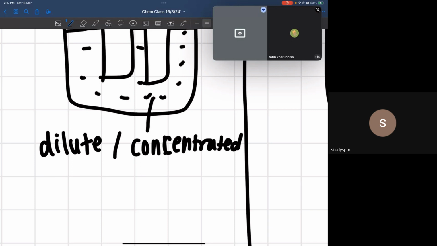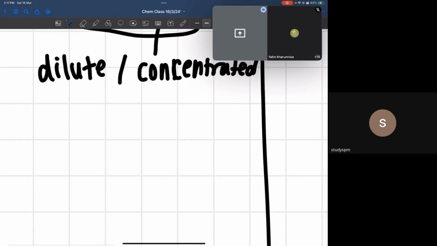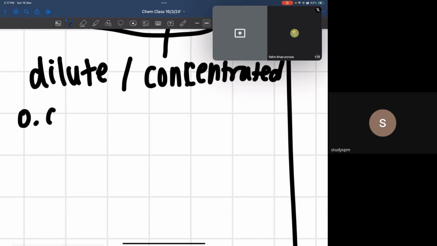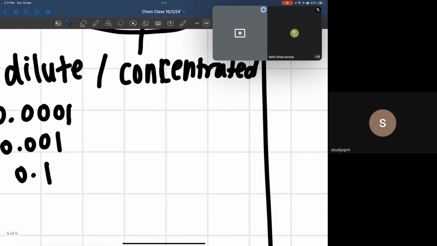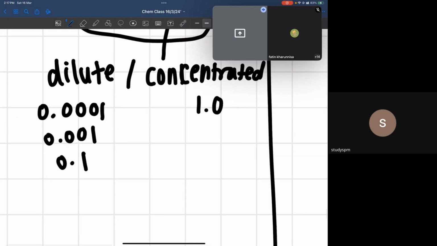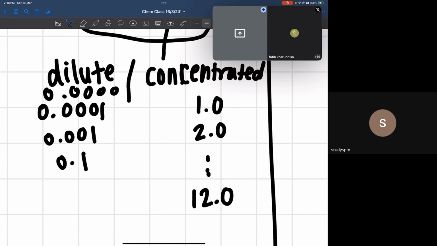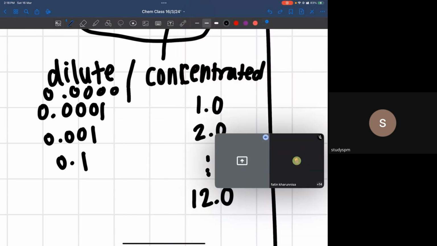Concentrated is like you just blended mango. You didn't put any ice or any water. That one is very, very concentrated mango juice. That one is concentrated. So for molarity, if you know the concentration, dilute is 0.0001, 0.001, 0.1. 1.0 for SPM was concentrated, so I will put it here. 2.0 until the maximum is 12.0. Okay? So like 0.0000001 also can. Dilute, concentrated. This one you must know how to differentiate, or else you cannot solve. Okay?